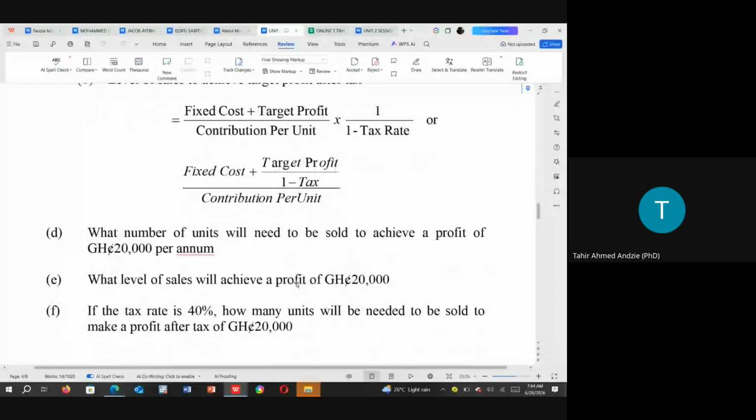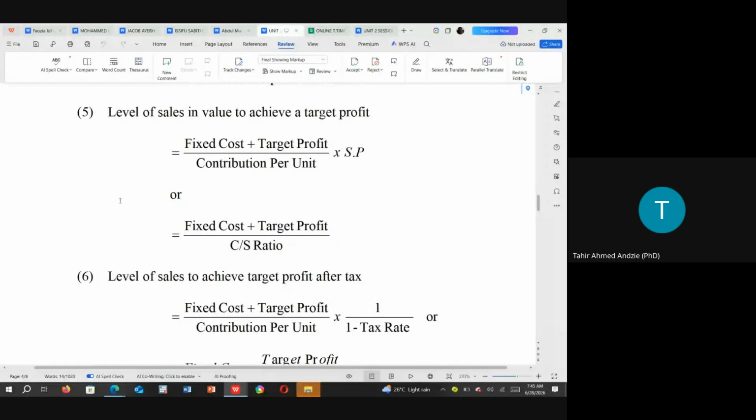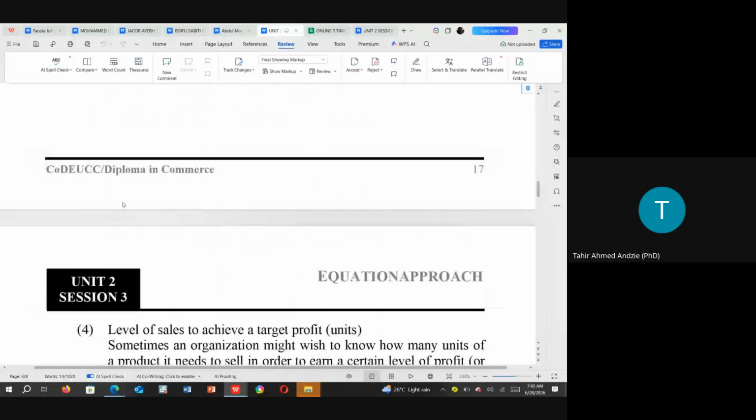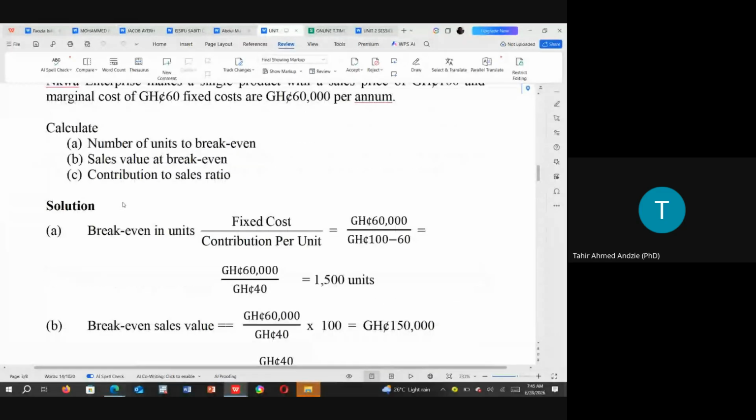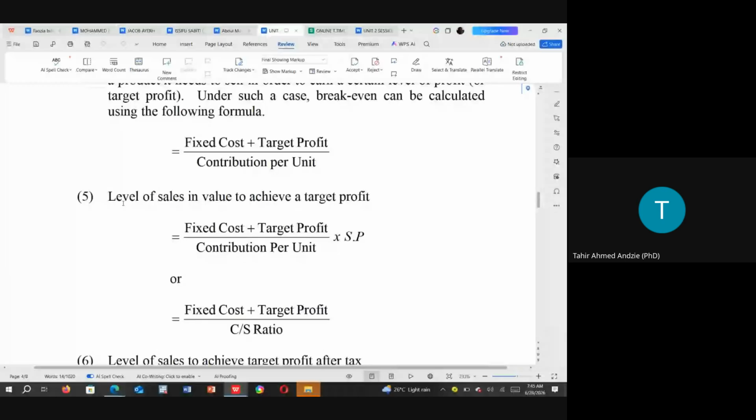So now let's go ahead with the question that we are doing. The selling price is 100. The variable cost is 60, and then the fixed cost is 60,000. Take note of that information. We are continuing. So we have already done for A, B, and C. Now let's go to D.